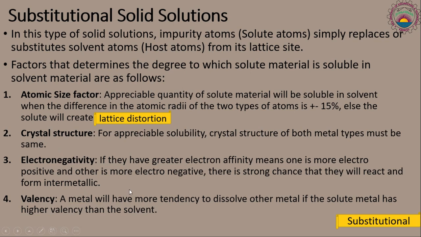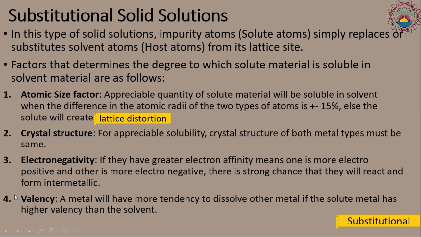Then the third point is electronegativity. If they have a greater electron affinity, meaning one is more electropositive and one is more electronegative, let's suppose the solute, which is non-metal, is more electropositive, and the solvent, which is metal, is more electronegative, then there's a strong chance that instead of producing a mixture, they will react with each other and form a compound, and that will become an intermetallic. We have discussed that before. What will happen in an intermetallic? A new crystal structure will form. So it won't be a solid solution anymore, it will be an intermetallic compound.